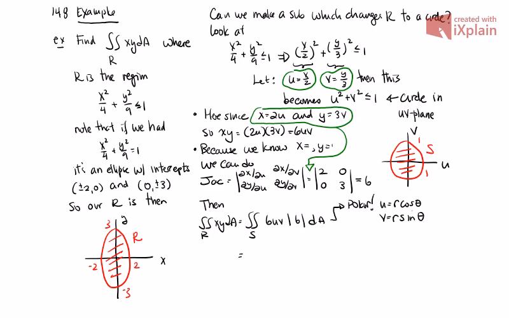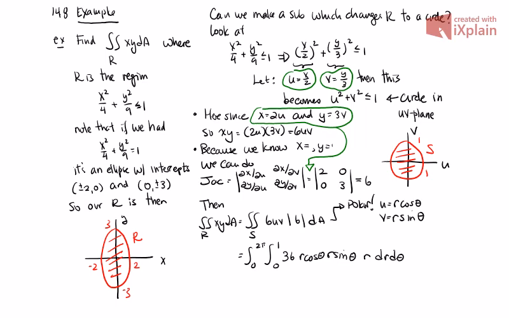So what we get here is theta goes from 0 to 2 pi. Radius goes from 0 to 1. We have a 36 here, so we'll put 36. The u becomes r cosine theta, the v becomes r sine theta. Then we have a Jacobian r dr d theta. And then we just evaluate.